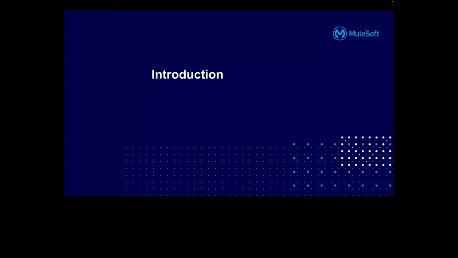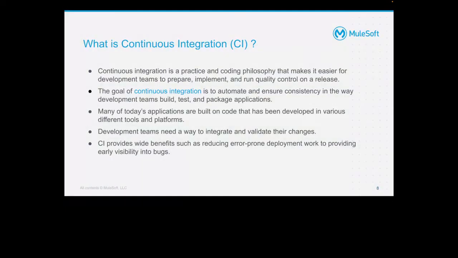So let's understand what continuous integration is. When I say continuous integration, it's a practice and a coding philosophy that makes it easier for development teams to prepare, implement, and run quality control on a release. So you're not doing anything manually. The minute the code is pushed to version control, you're able to pick that code and create a build out of it. That is the whole idea of continuous integration.